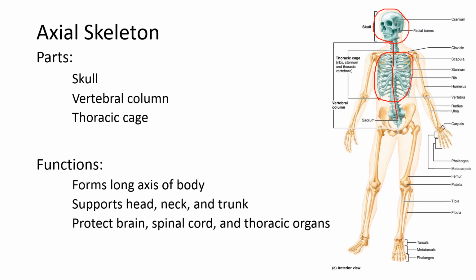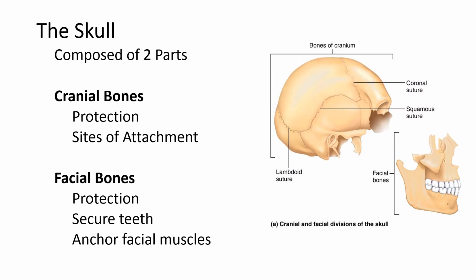The functions of this part of the skeleton are that they form the long axis of the body. These bones support the head, neck, and trunk, and they protect the brain, the spinal cord, and the thoracic organs. In this video and our next video, we're going to focus on the skull. The skull is the most complex bony structure in the body. It's formed by 2 sets of bones. The first set of bones are called the cranial bones, and they form the cranial vault. The cranial vault houses the brain.